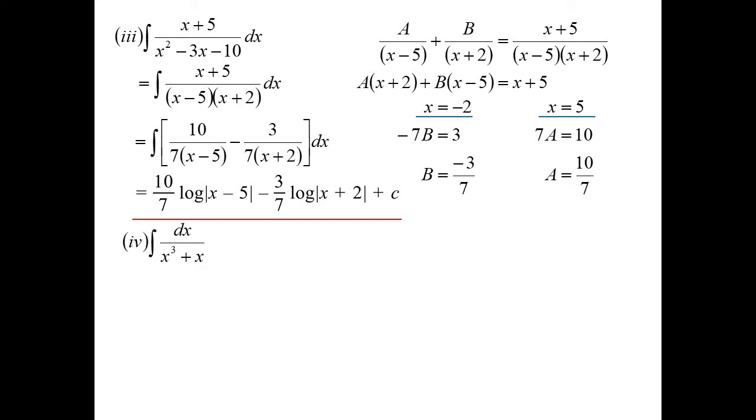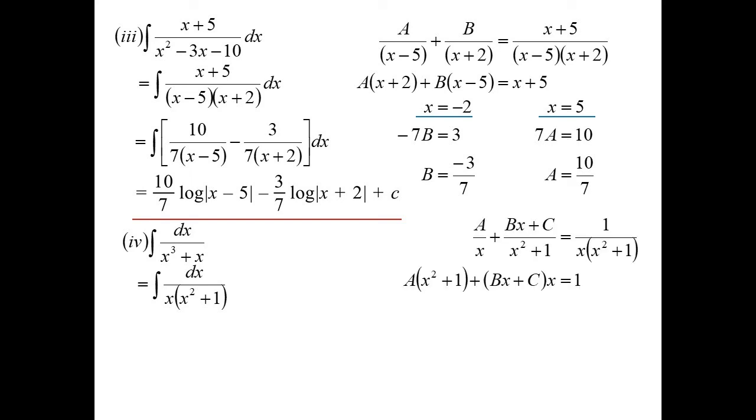Okay, dx on x cubed plus x. So that one factorises to be x times x squared plus 1. Well, if I make x equals 0, the b and the c are going to go away. So let's do that. So a is 1. There's nothing to say I can't use complex numbers. If I let x equals i, then the a is going to go away.